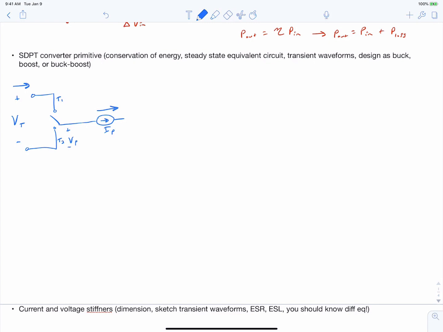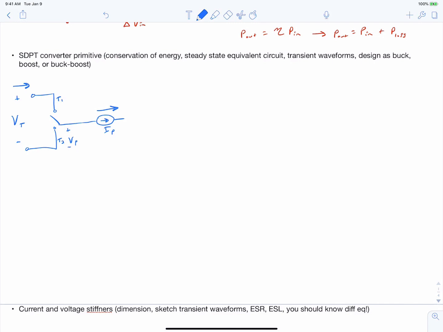We've talked about this in terms of Kirchhoff's current law and Kirchhoff's voltage law. We've talked about this in steady state conditions where we are operating at a constant duty ratio. And we've also talked about this in terms of transient conditions where we're considering exactly which throw our pole is connected to.